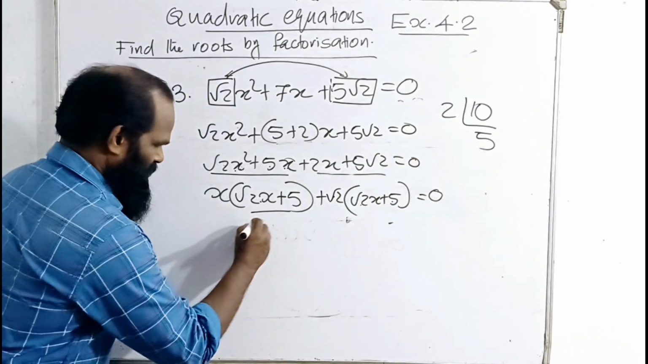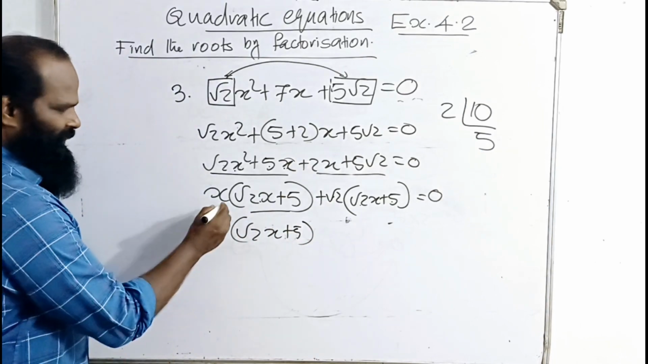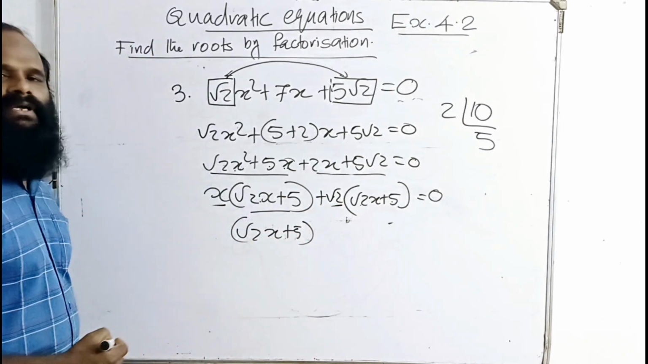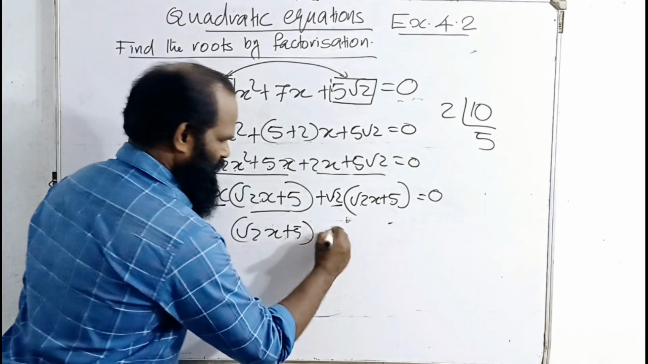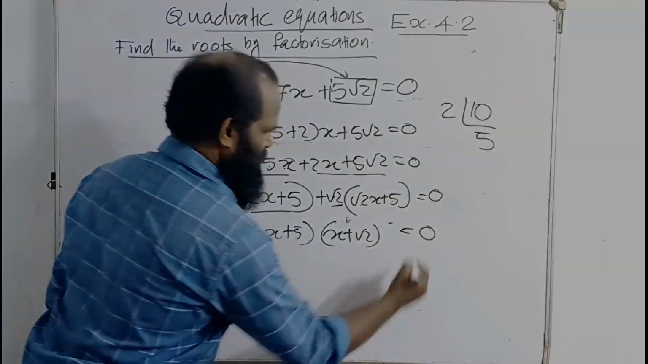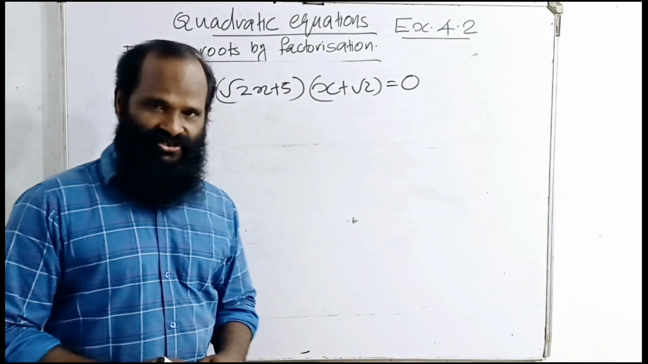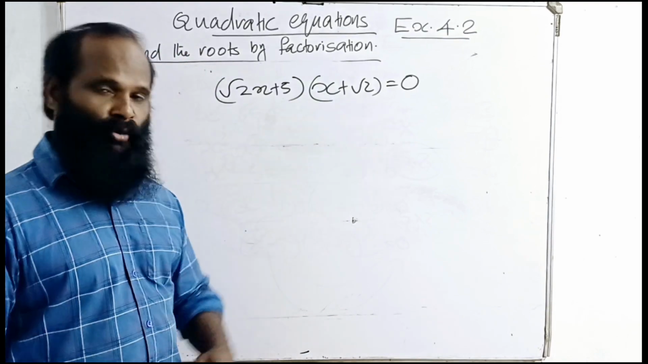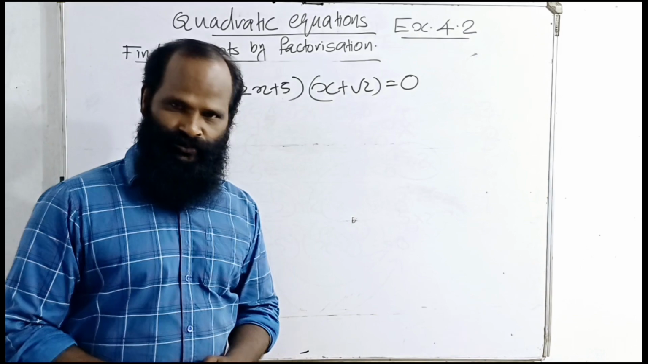We write root 2x plus 5, and we form another binomial with the help of x and root 2. So x plus root 2 is equal to 0. Well, this is how we have factorized. These are the binomials we have got. Root 2x plus 5 and x plus root 2 is equal to 0.